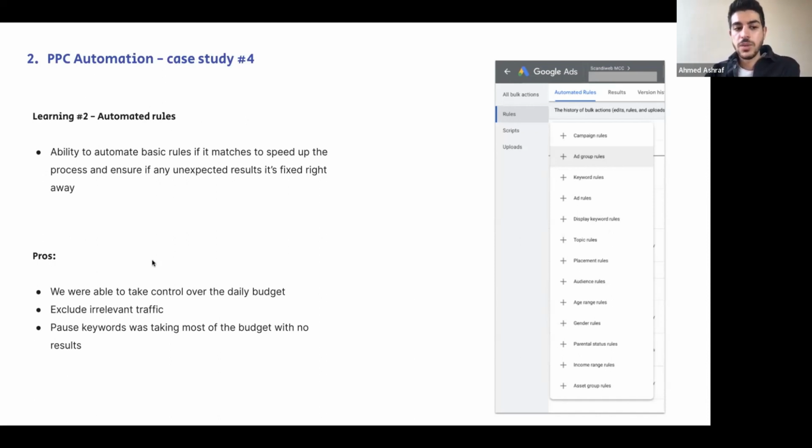Pros of this, actually, we were able to take control of our daily budget. We excluded a lot of irrelevant traffic. We see that many search terms weren't actually bringing good results because of a specific keyword, and we were able to identify this and exclude it right away. We also paused keywords that weren't really bringing any impressions or weren't performing well, without doing this manually, by building a proper automated rule.